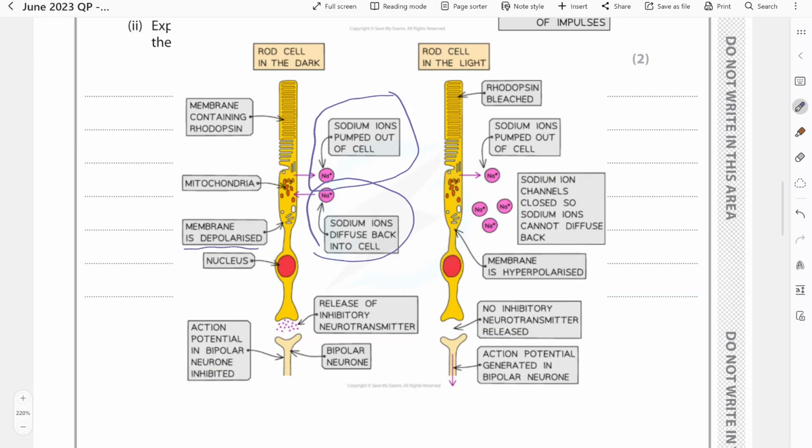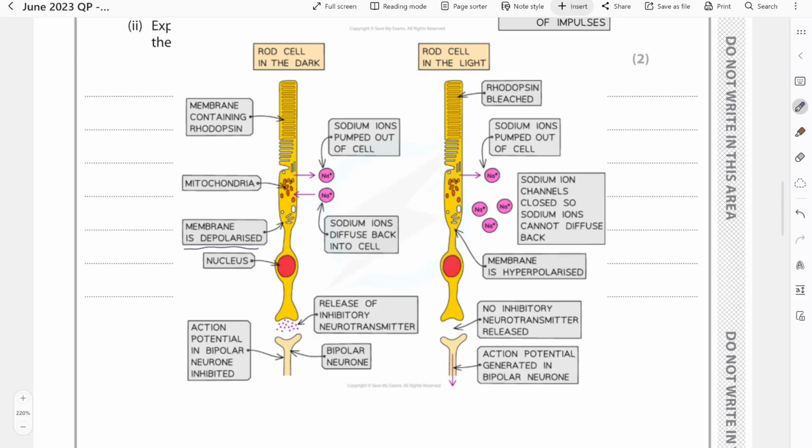When it is depolarized, the rod cell releases neurotransmitters, which are able to diffuse across the synapse to the bipolar neuron. Now, what's interesting is that these neurotransmitters are inhibitory. So if it's inhibitory, it prevents an action potential from being generated at the bipolar neuron. However, when there is light present, something else happens.